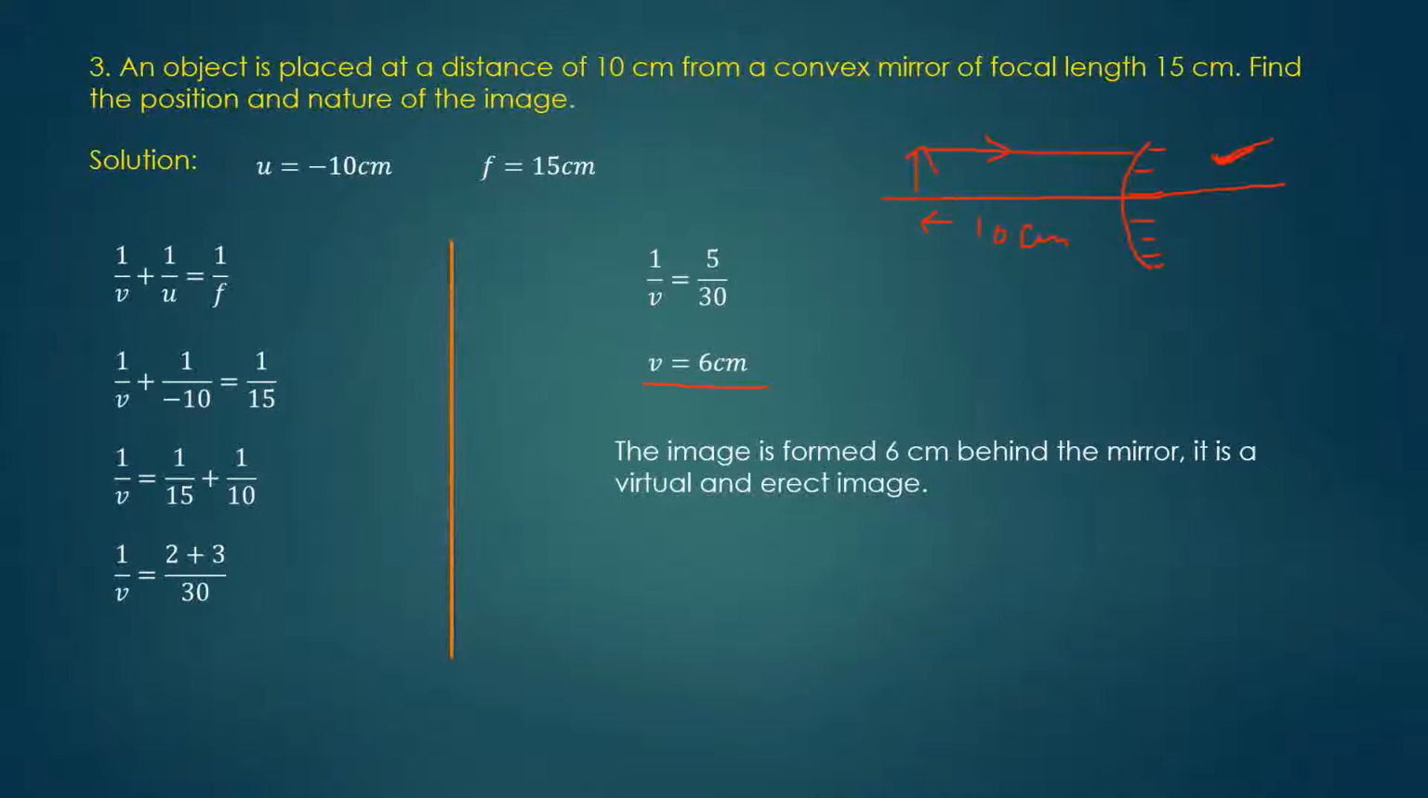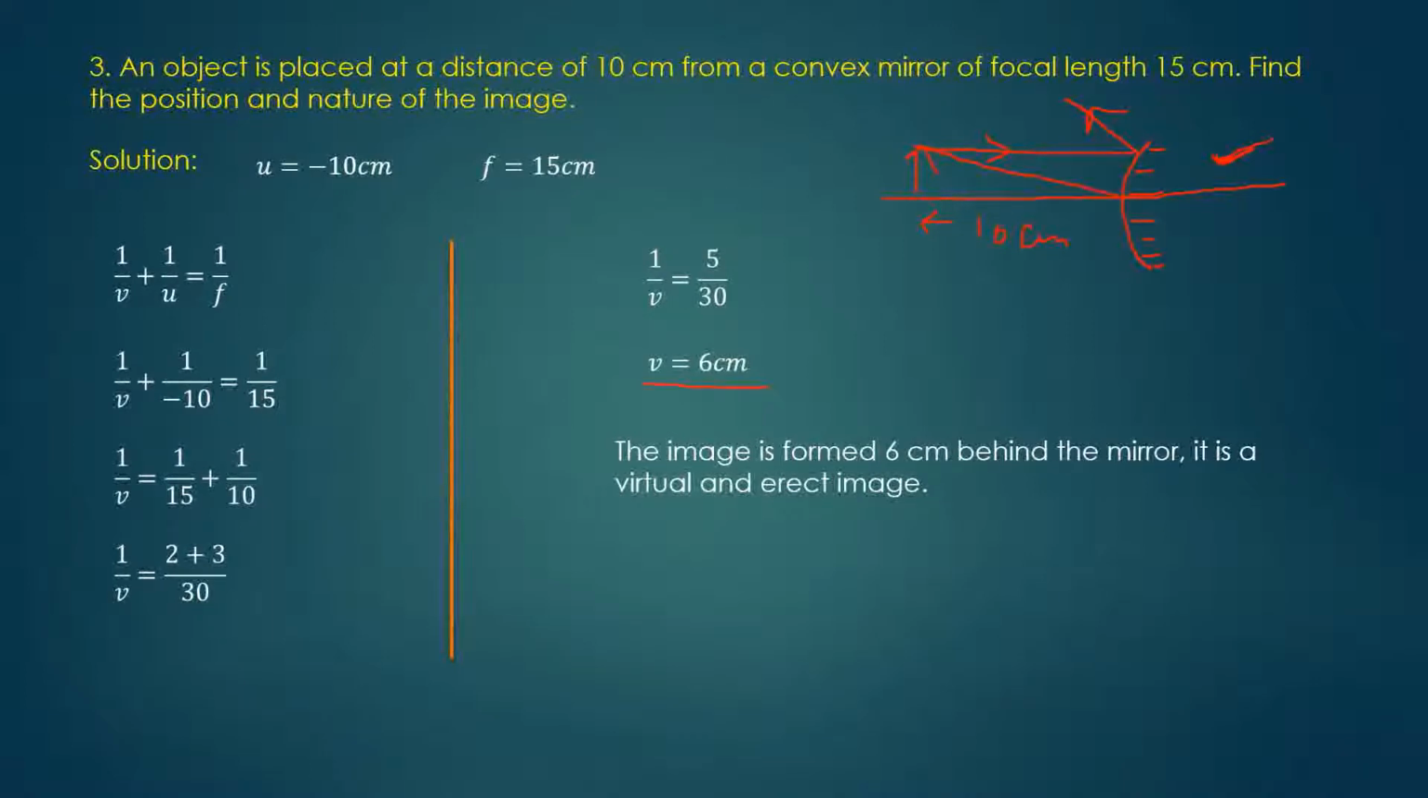So image will be formed 6 centimeter behind the mirror. It is virtual and erect image, because when ray is incident parallel, it will be diverged by the mirror.